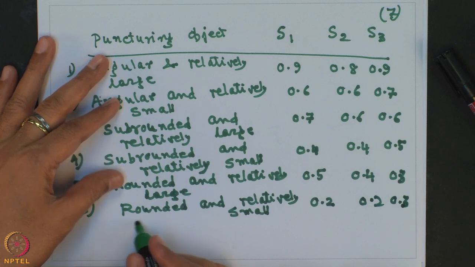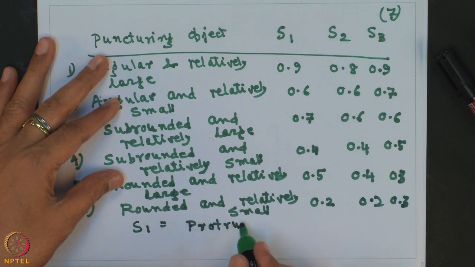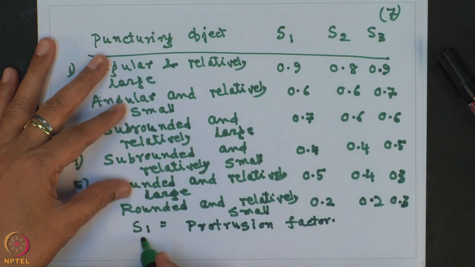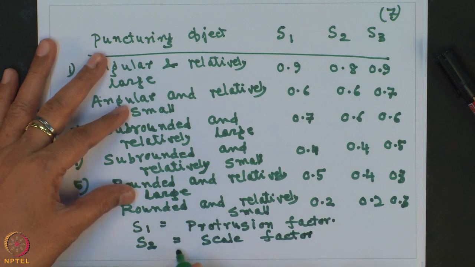So, here S1 is called the protrusion factor and S2 is the scale factor. And S3 is the shape factor.